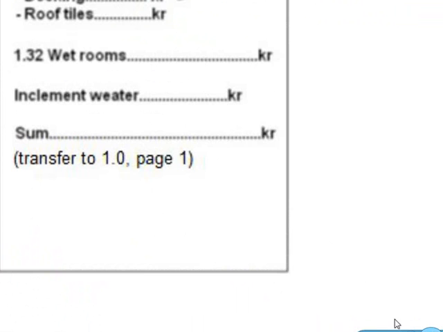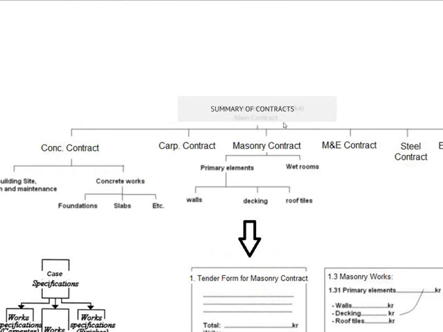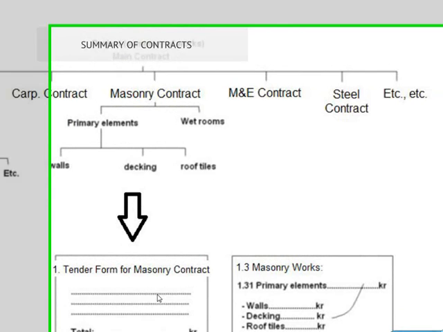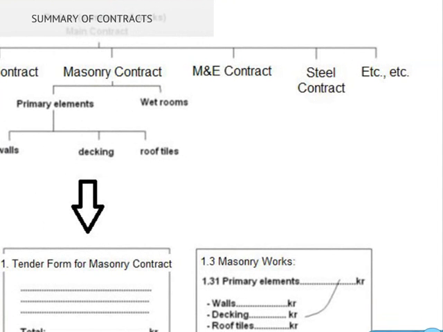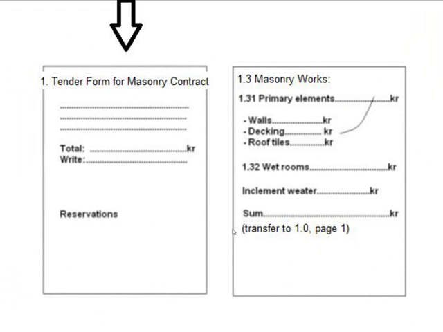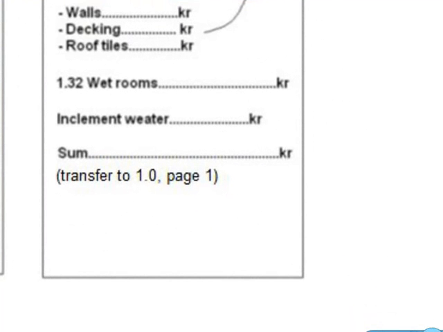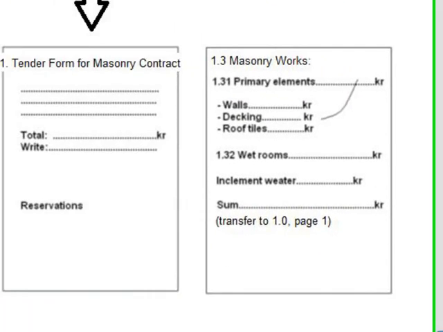As you can see, if you go back to the masonry contract, the tender form is designed in accordance with this work breakdown structure. And the purpose of that is to compare the incoming bids from the contractors with the calculation that the architect did at scheme design.